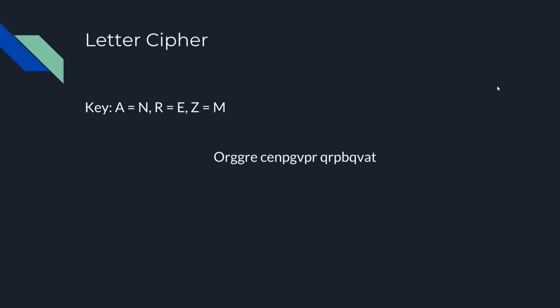Okay, hopefully you figured out the answer. The answer is better practice decoding. Now, the way I get that is I have to make my own alphabet. I have to make my alphabet from A to Z, so I'm going to write that out on my paper. I'm going to match up the key, so I'm going to put right next to A, N. I'm going to put next to R, E, and right next to Z, M.